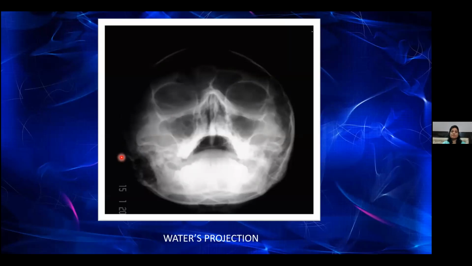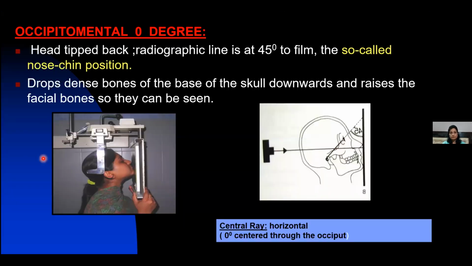So you have to identify it: sinuses are visible in this. So many sinuses are visible, right? Air spaces. Waters view. So Waters view is the 37 degree occipitomental view. You have one modification, which is 0 degree occipitomental. Basically, it raises the facial bones, so you can see facial bones more clearly in this view.